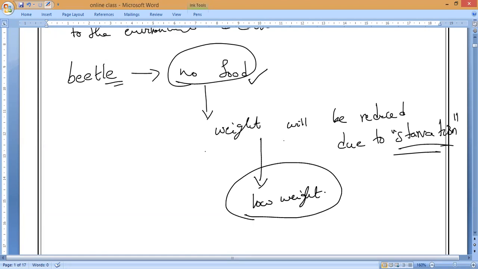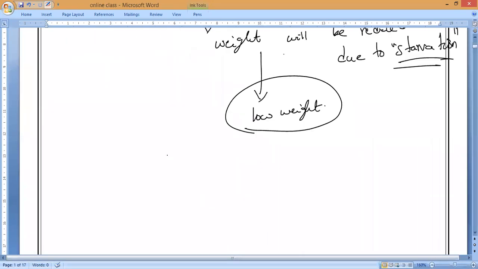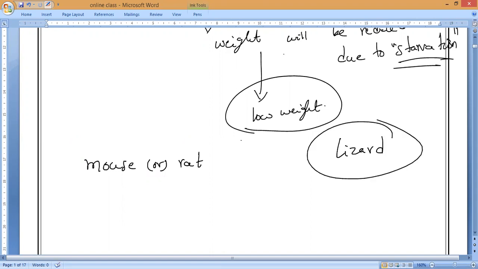Now, for example, one more thing you might know. You all know about the mouse. Mouse, we can say rat. Mouse or rat. Do you know about it, guys? Please respond. Yes, please. Or else you might know a lizard in our home. So lizard, how many of you know that? So you might have seen.